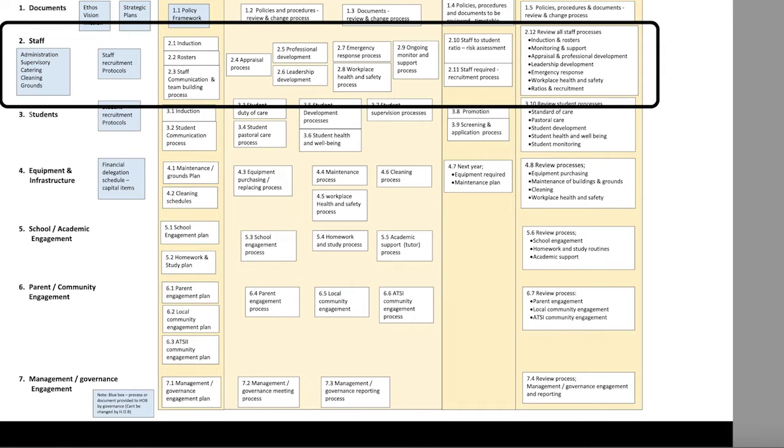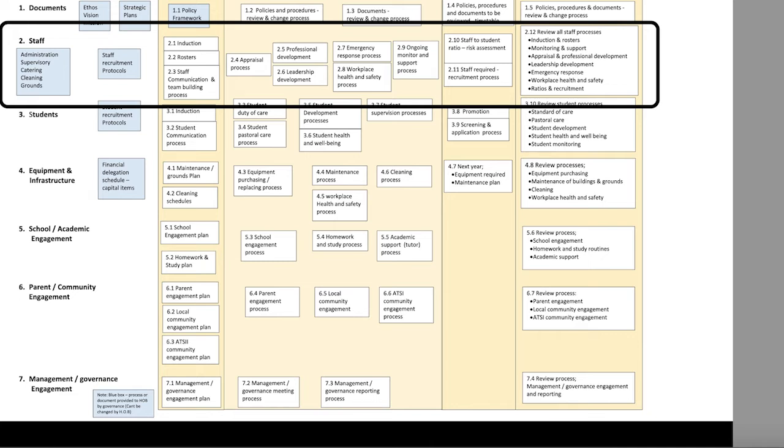You can see here the way you go across the document. So you've got staff here, and there's a couple of elements that would probably be done by a group or a board of governance. And then you've got everything from induction, rosters, staff communication processes, etc. at the start of the year. And then you've got these elements that are through the year. So you've got your appraisal process, your professional development, leadership development, and so on.